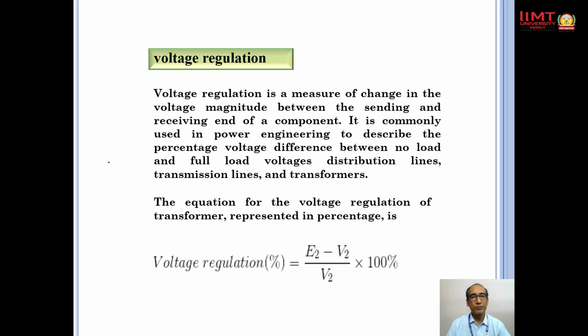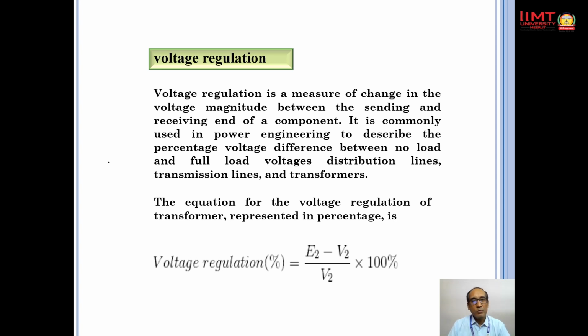So let us continue. First of all, what is voltage regulation? Voltage regulation is basically the change in voltage magnitude between the sending and receiving end of the component. Mostly it is used in power engineering to describe the percentage voltage difference between no load and full load voltage in distribution lines. As we know, we have transmission lines of thousands of kilometers. The receiving end voltage and sending end voltage may be different. So what is the difference? This is basically known as the voltage regulation.